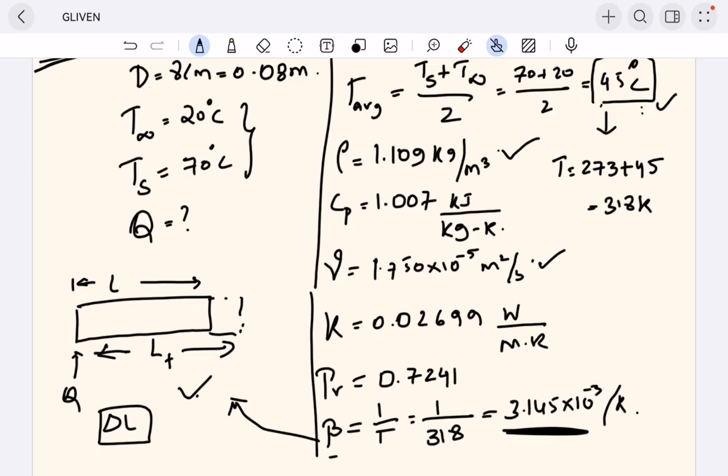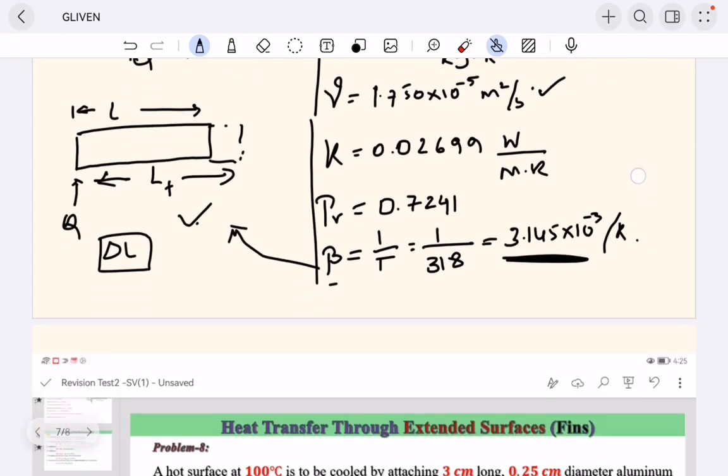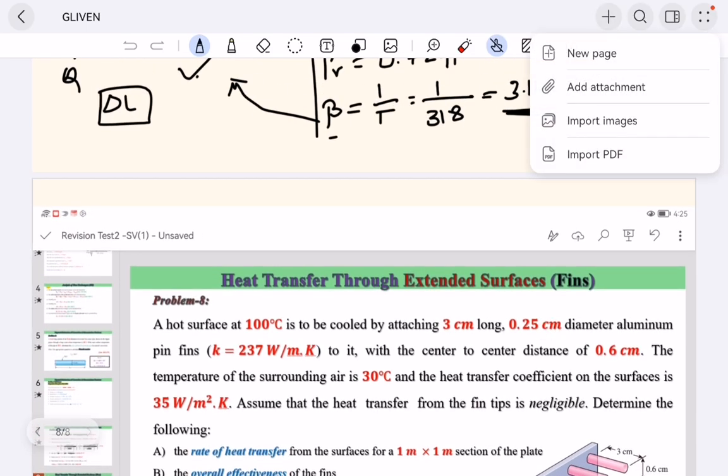Coming back to the problem, let's list some of the numbers that we are going to use. So let me try to sort the page here. So the first step, step one, we are going to calculate the Grashof number, Gr. Now remember that Grashof number tells us whether the flow is laminar or turbulent. That's the information we get.